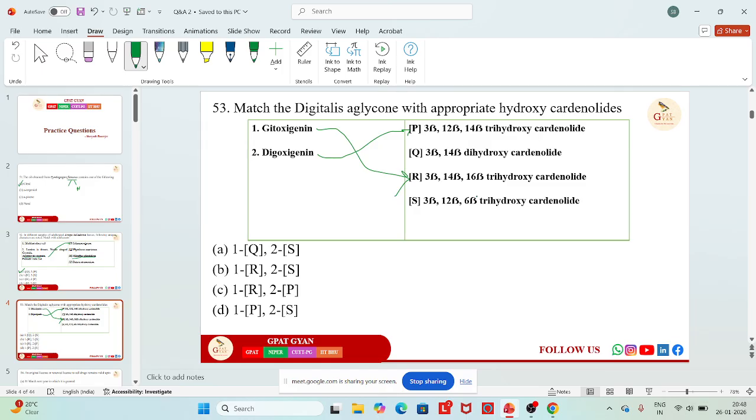Digoxigenin, it is also trihydroxy, 3 beta, 12 beta and 14 beta. And diginatigenin is for the 3, 12, 14 and 16 beta. 4 hydroxyl groups will be there. And for the gitaloxigenin, 2 hydroxyl groups and 1 carboxylic acid group. Hydroxyl groups are in 3 beta and 14 beta, whereas the carboxylic acid group is in 16th beta.